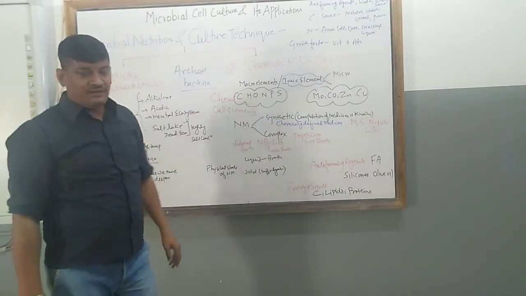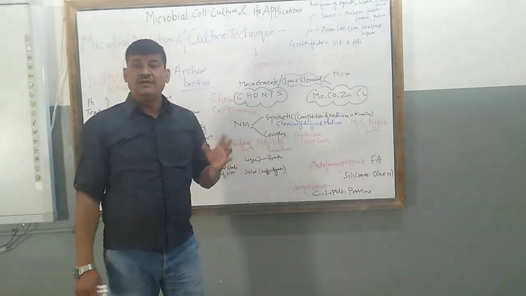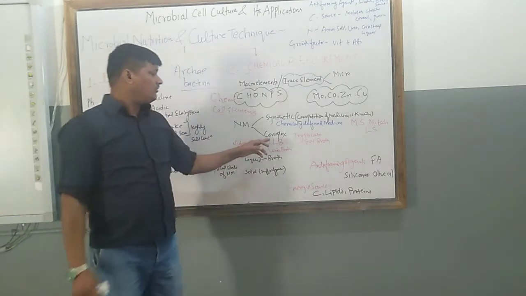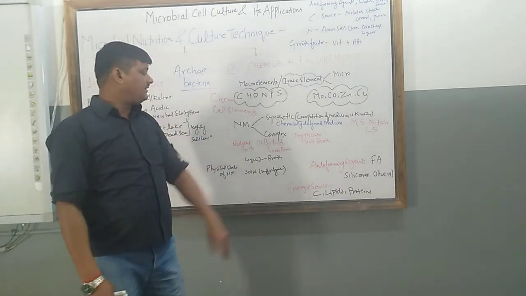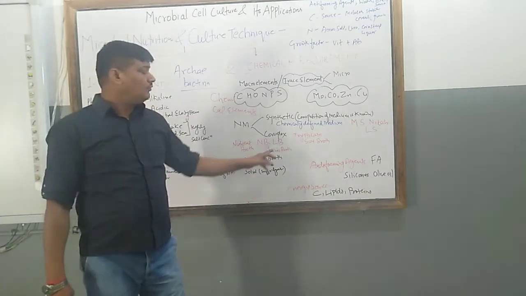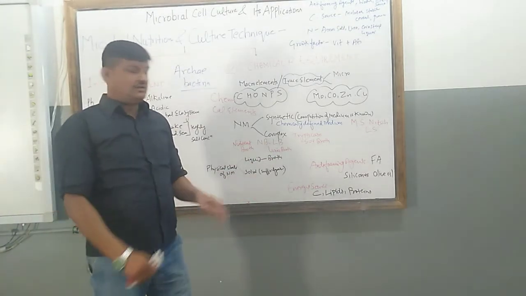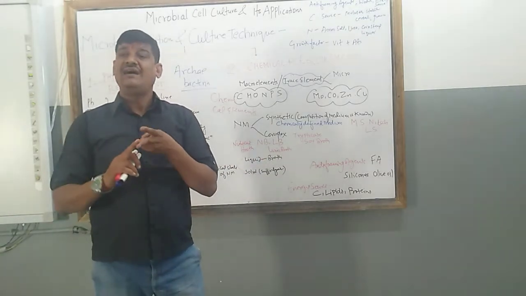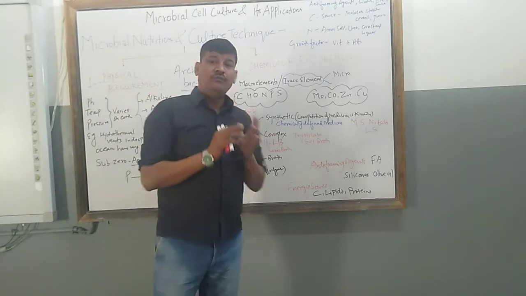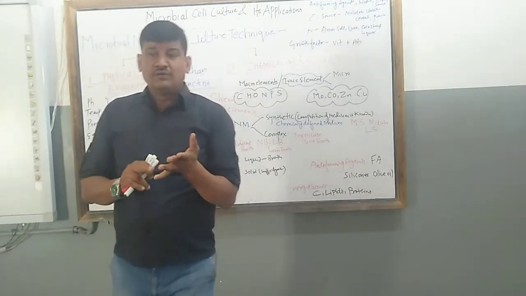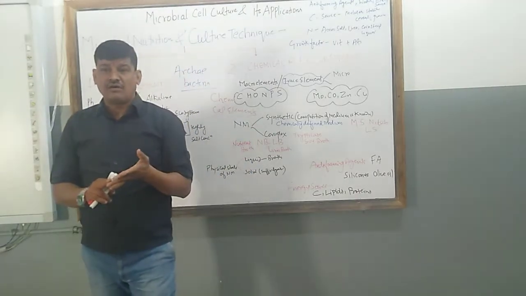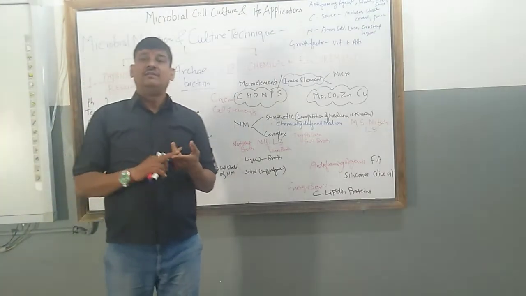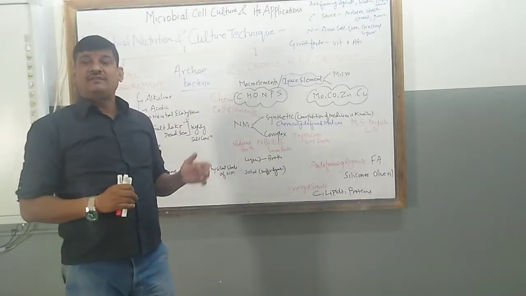Now come to the complex medium. These complex media do not have known proportions of chemicals, so we call it complex medium. For example, NB medium, NB stands for nutrient broth, and urea broth, and LB, Luria broth. Here we are using the two words, broth and agar. If we are using a liquid medium, we use the technical term broth, and if we are using a solid medium, we use the suffix agar.